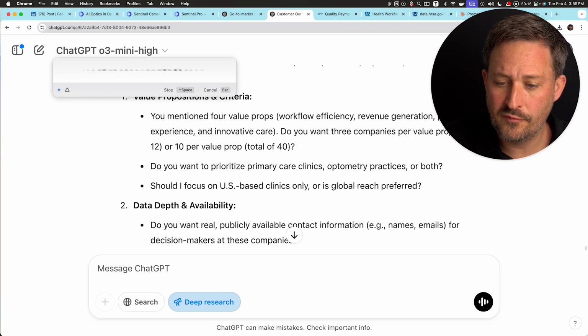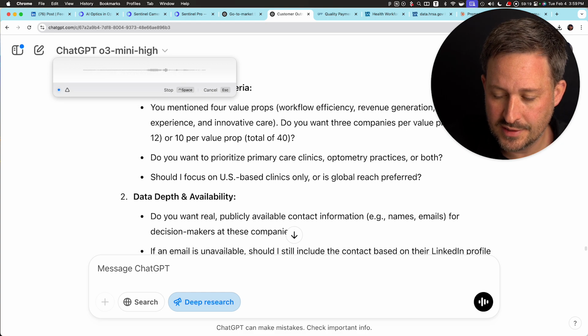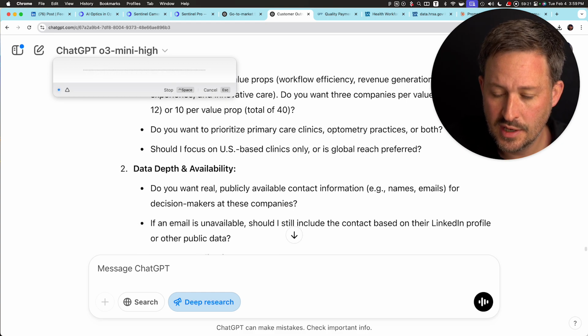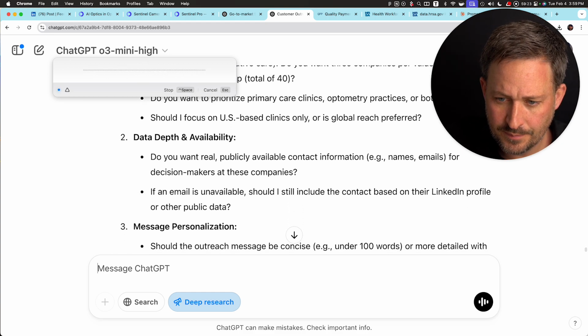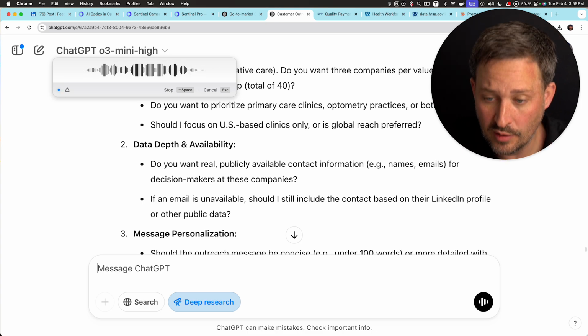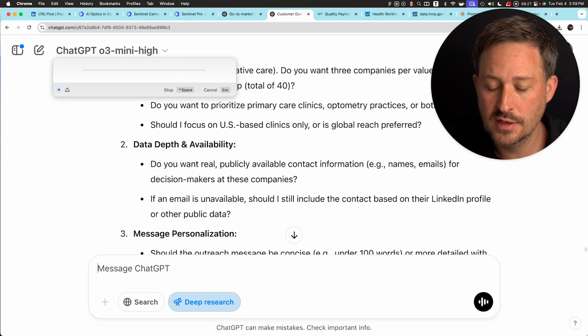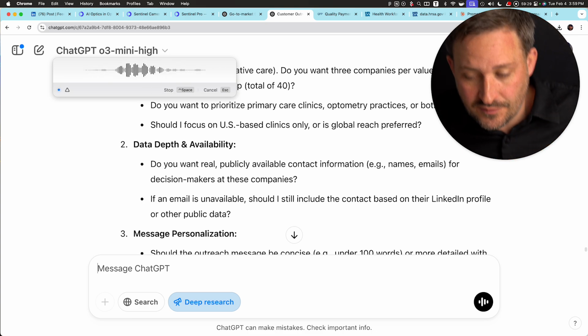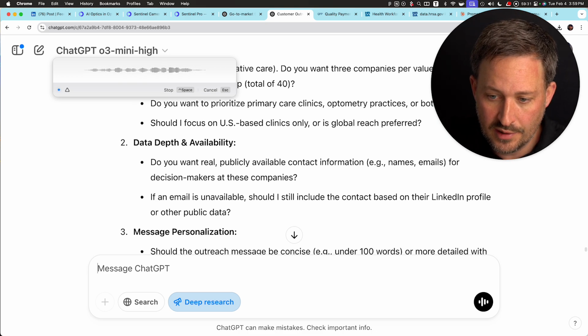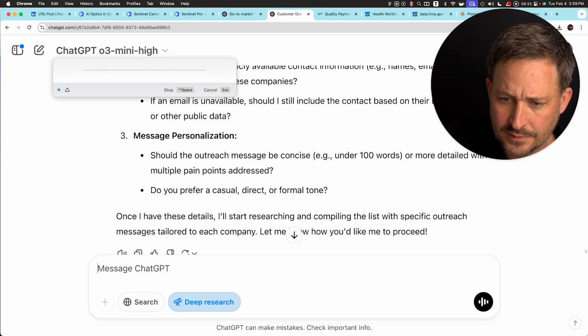Why don't you give me 4 each, 2 for primary care clinics and 2 for optometry practices. Do U.S. only. And I want real publicly available contact information. And if you don't have the actual emails, that's fine. Just give me their names and LinkedIn URLs. That's great.